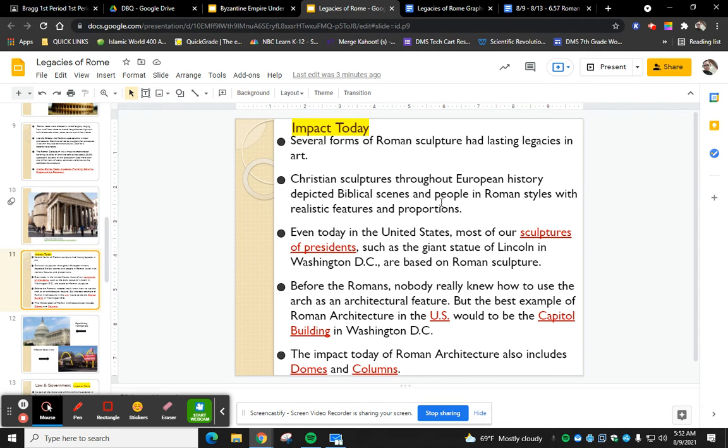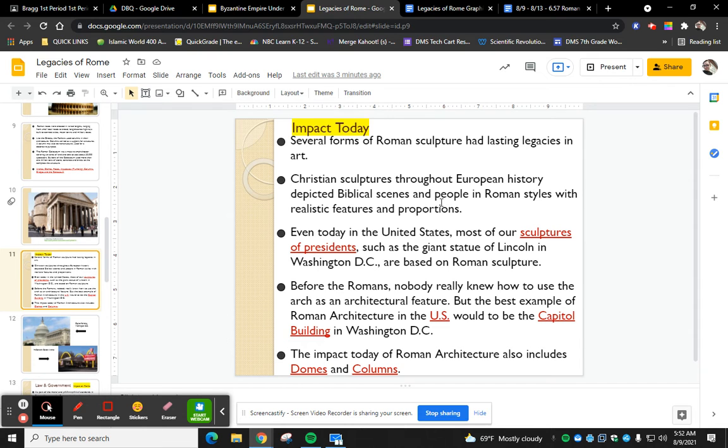Now, the impact today for art and architecture. Several forms of Roman sculpture had lasting legacies in art. A lot of the Christian sculptures throughout European history are depicting Bible scenes, and they're using the Roman styles, which is where people look realistic, they're generally correct proportions. They don't always look perfect. Sometimes they do, but they don't always.